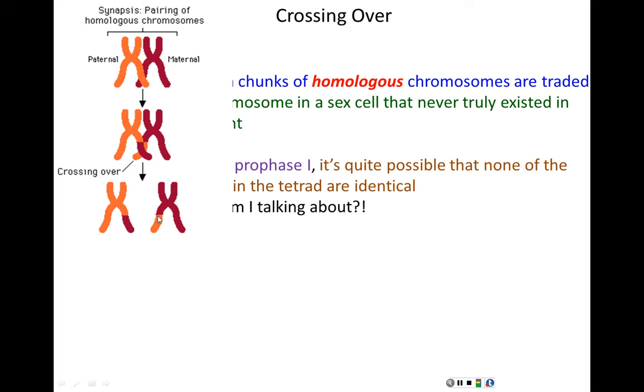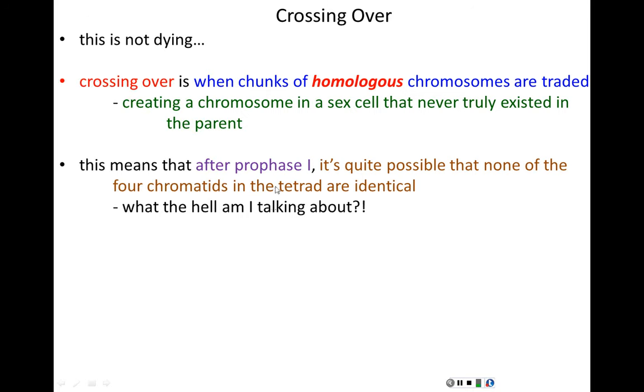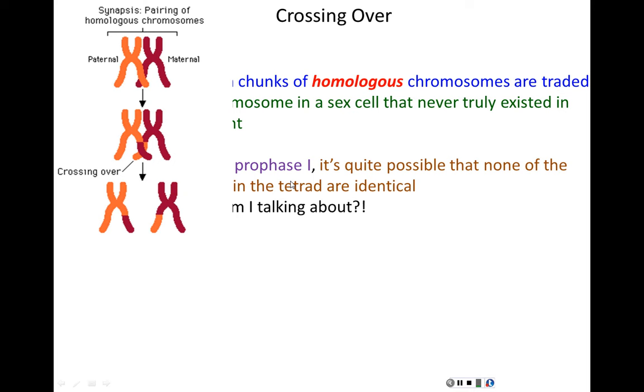4 different chromatids. In addition, there's the whole idea of having genetic information passed on that never truly existed in the parent. See, in all of my cells, I have 1 whole chromosome from my dad and 1 whole chromosome from my mom. That's what makes me, me.